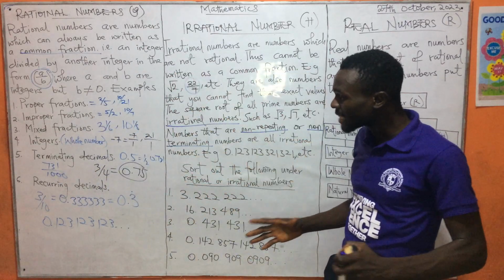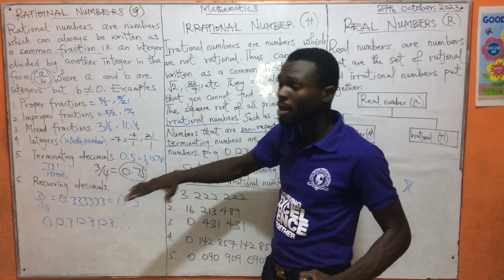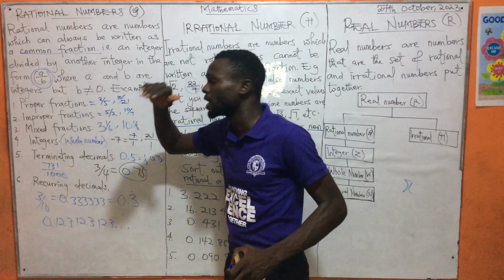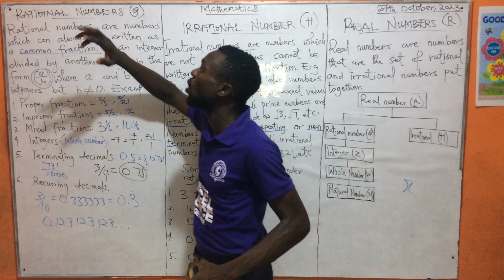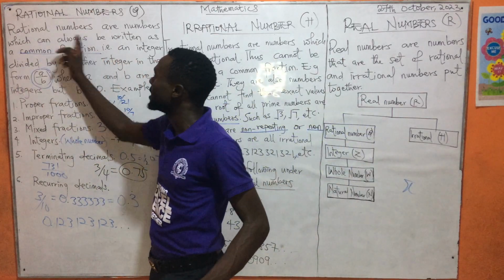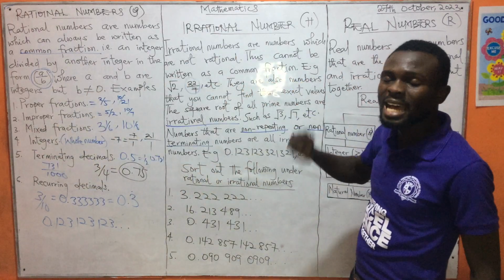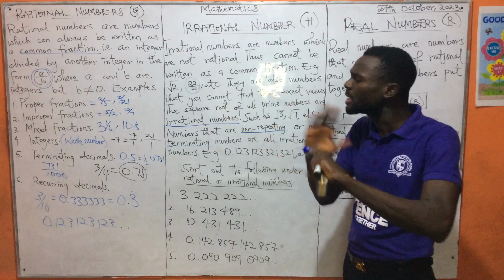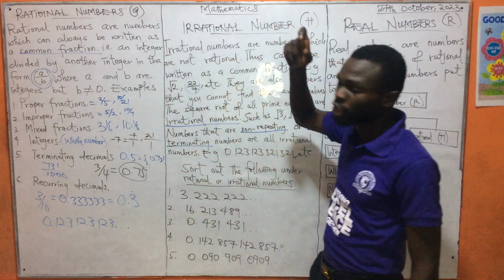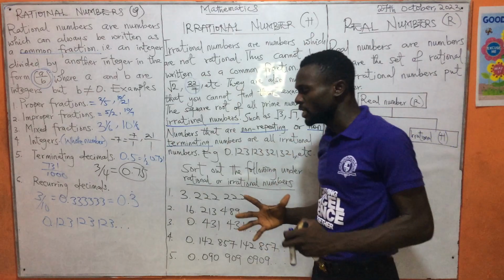So what we should know is that all recurring decimals, terminating decimals, integers, mixed fractions, improper fractions, proper fractions, they are all rational numbers. Why? Because they can be written as a common fraction. The ones that you can't write as a common fraction are what we call irrational numbers. So we should know the difference between these two.